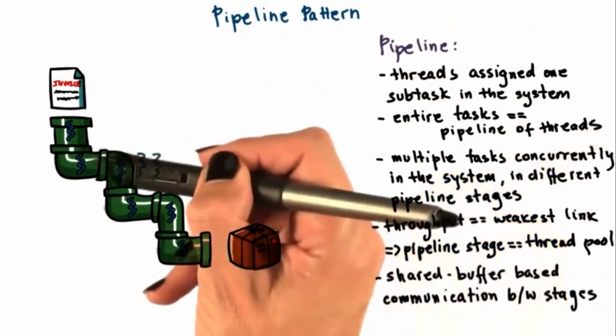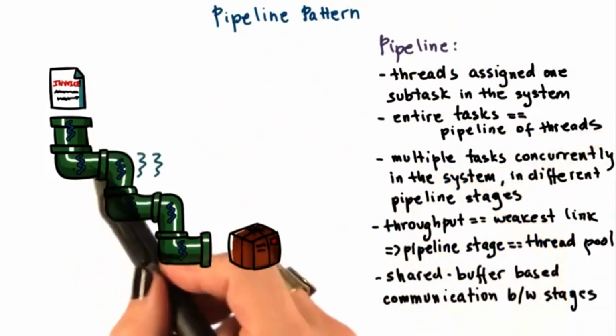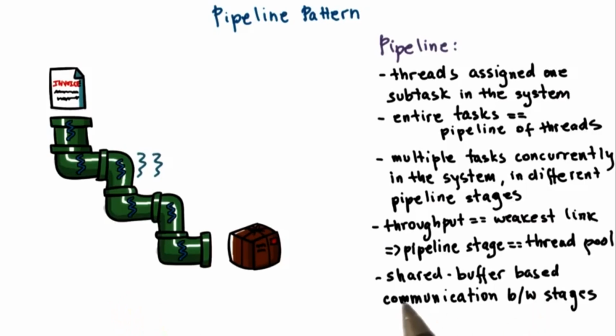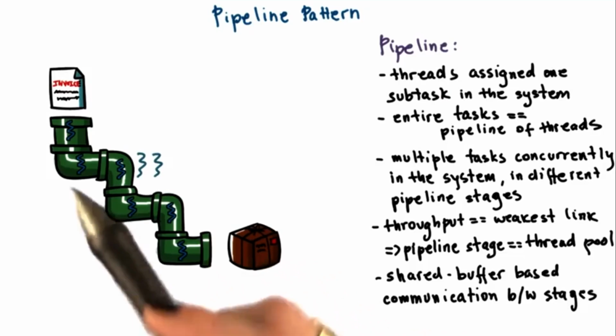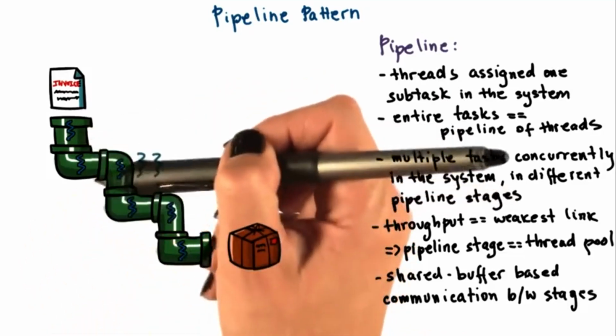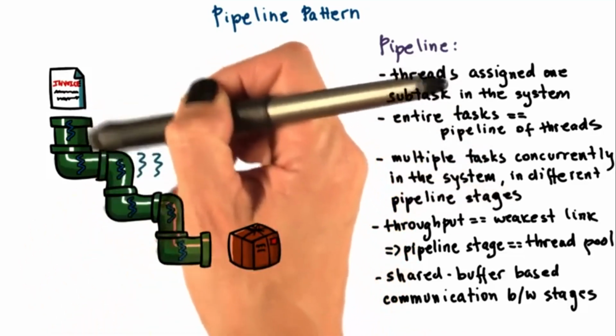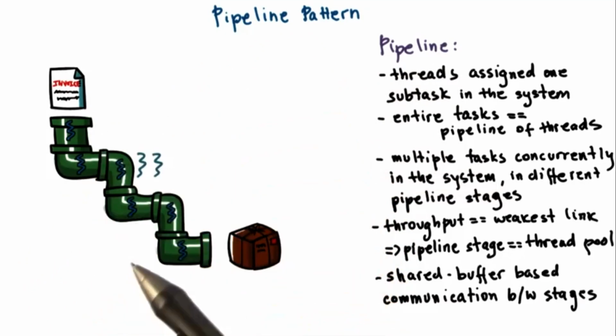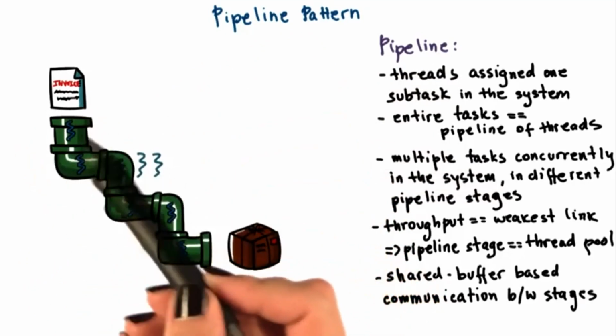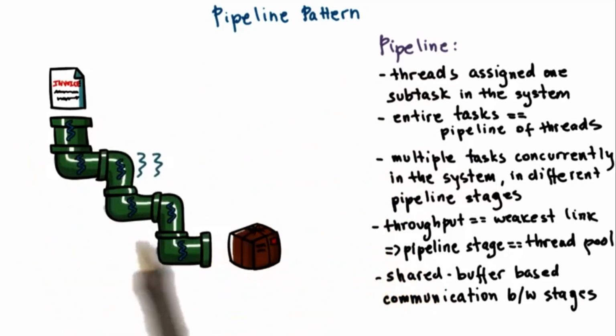The best way to pass work among these different pipeline stages is using a shared buffer-based mechanism similar to the producer-consumer shared buffer that we saw in the previous pattern. The alternative to that would be to require some explicit communication between threads in the pipeline, and this will mean that a thread in an earlier stage will potentially have to wait until a thread in the next stage is free.